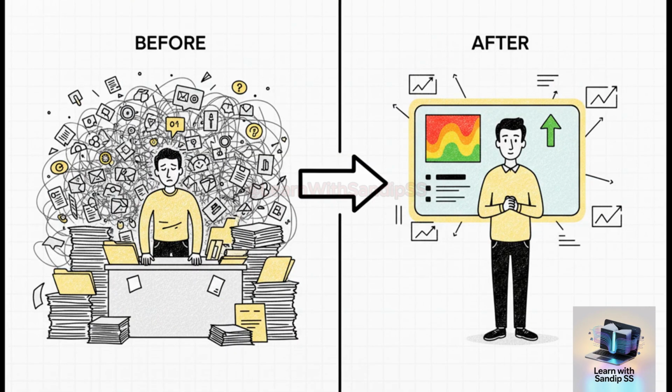And that right there is the whole point. We're taking smart people and letting them stop being data entry clerks, hunting and pecking for information. Instead, we're letting them be strategists. It lets them focus all their brainpower on the biggest, most important problems, because they know for a fact that they're looking at the real, complete, up-to-the-second picture.